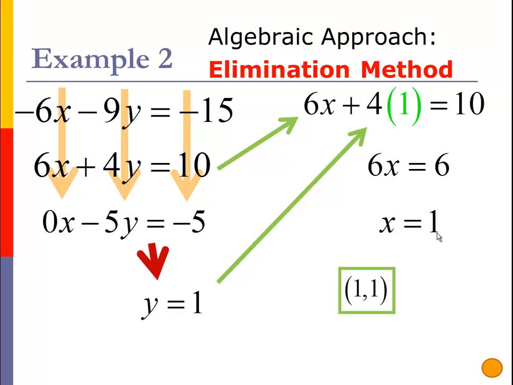And if you graph these two lines, they will cross each other at the point (1, 1).